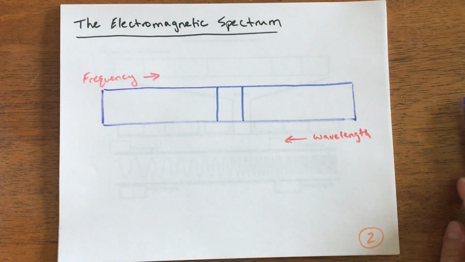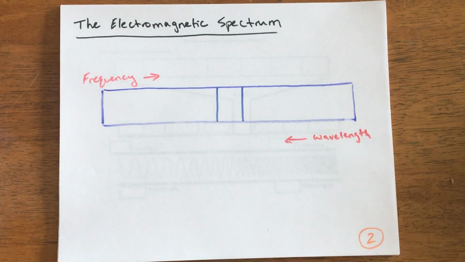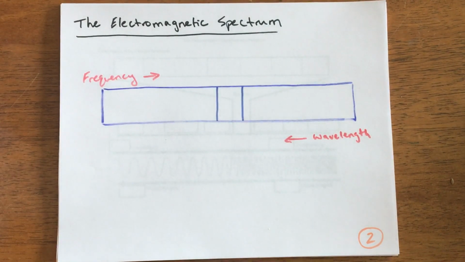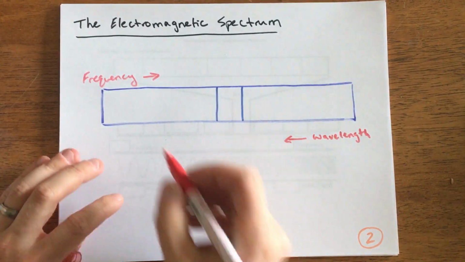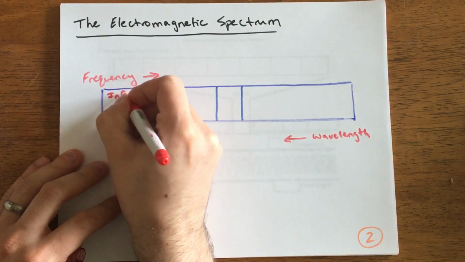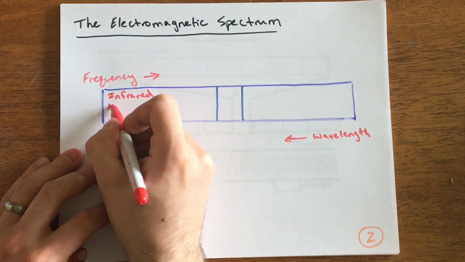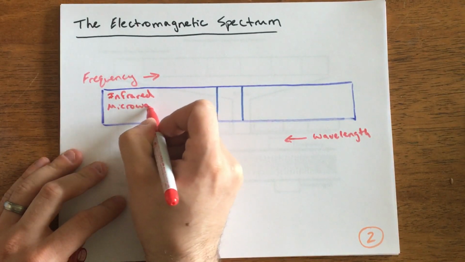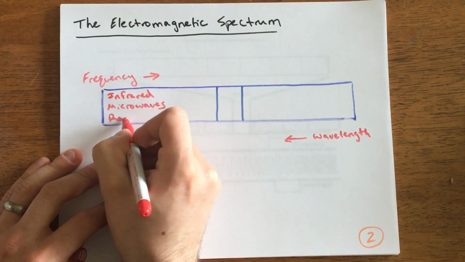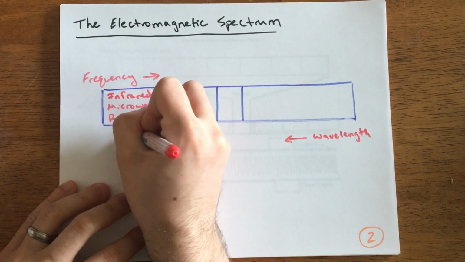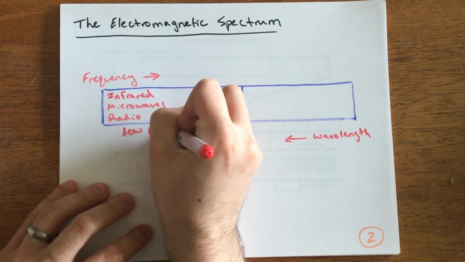Okay, so there are three main sections. Section number one is over here. This is our low frequency, long wavelength section. These tend to have low energy, and there's three main types you've probably heard of, which are infrared, microwaves, and radio waves. And like I said, these are going to be our low energy section of the electromagnetic spectrum.